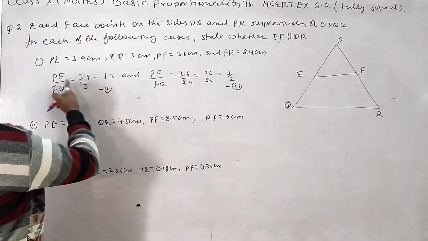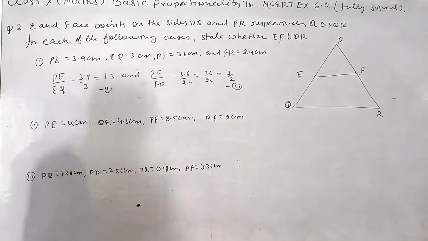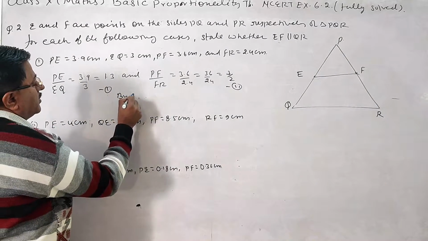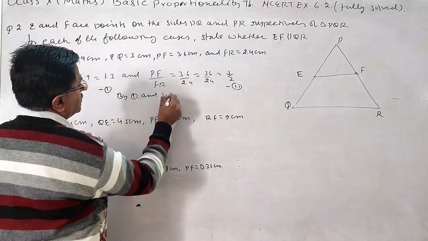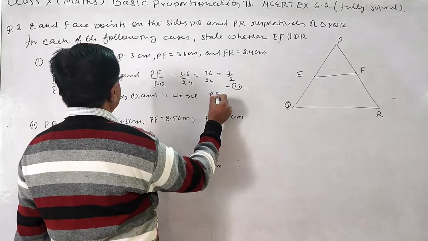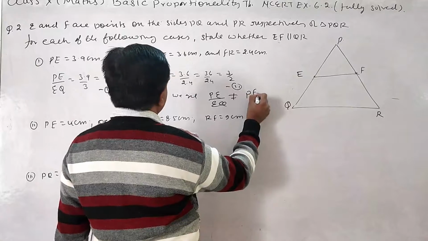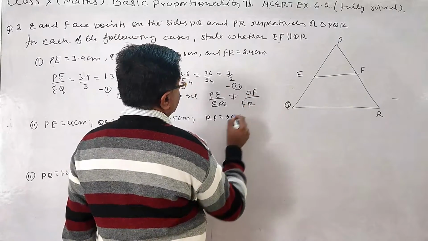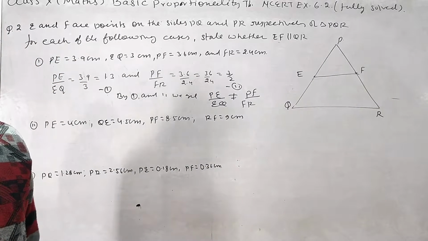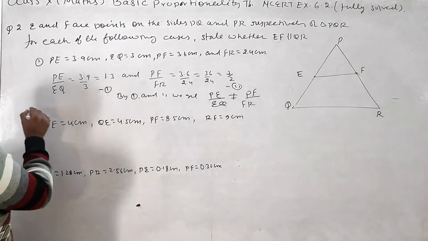So here the ratio of this side is 1.3 and here 3 by 2. 1.3 is 13 by 10, which is not equal to it. So by 1 and 2, we get PE upon EQ is not equal to PF upon FR. So by converse of BPT, this is not parallel. Correct? So EF is not parallel to QR.